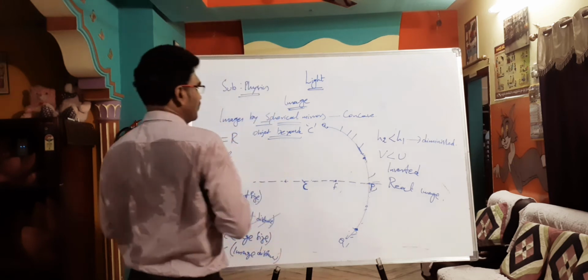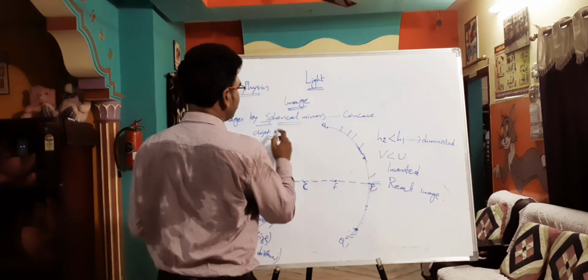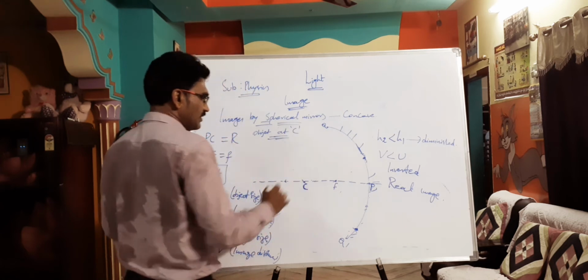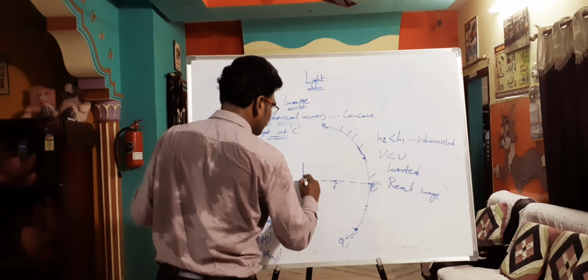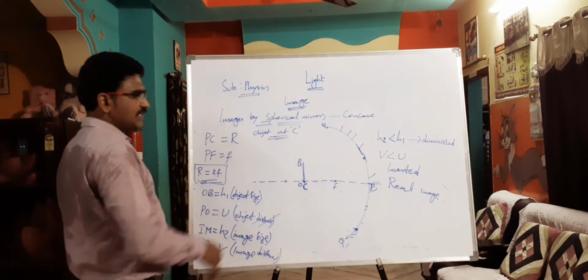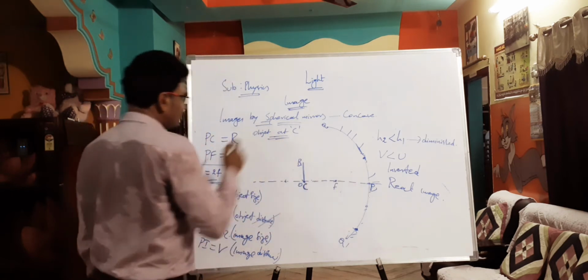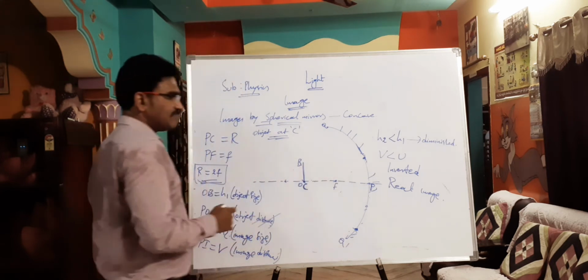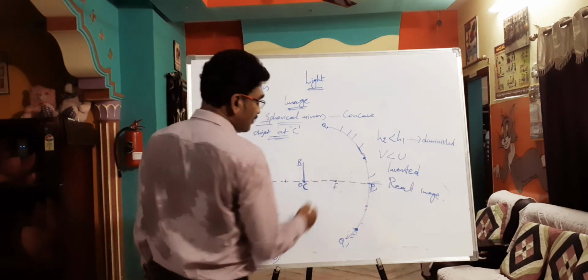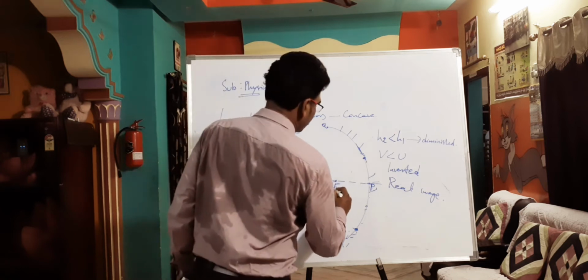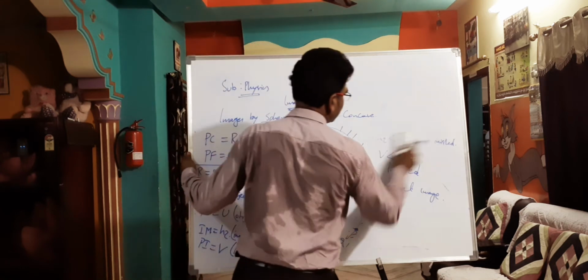Now we will take another one. Object at C. Object is here exactly. Now object is at C. Again OB, object size, PO, object distance. But here PO is nothing but PC, because object is at C. Then I want to see the image characteristics again.